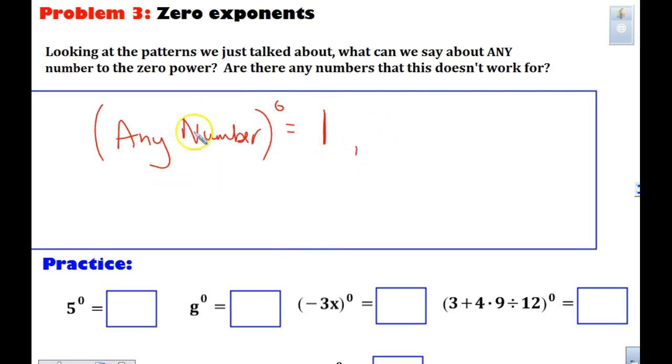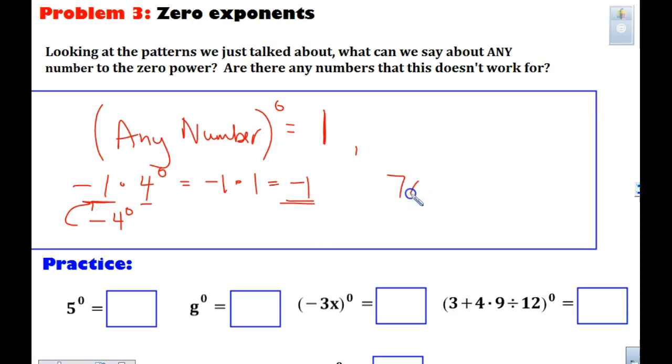The only thing you have to be careful for is if you have something like this, negative, and then you have 4 to the 0. If I'm looking at this one, and sometimes it's only written like this, negative 4 to the 0, it means negative 1 times 4 to the 0. That means negative 1 times 1. This one would come out to be a negative 1.